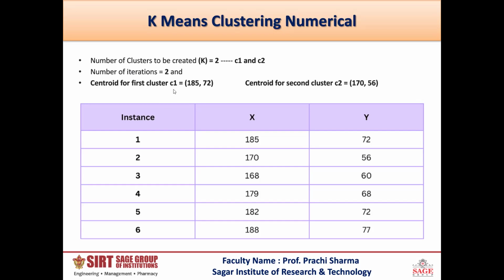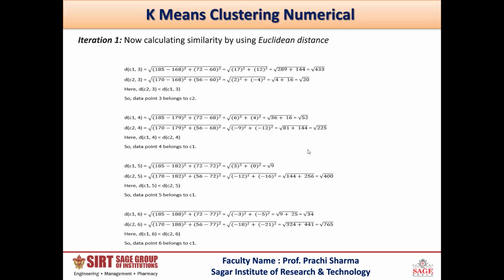And the centroid for the first cluster C1 is 185 for x and 72 for y. And the centroid for the second cluster C2 is 170 and 56. So we will have to solve this tabular data based on the k-means algorithm. For the first iteration, we will calculate the similarity by using the Euclidean distance.